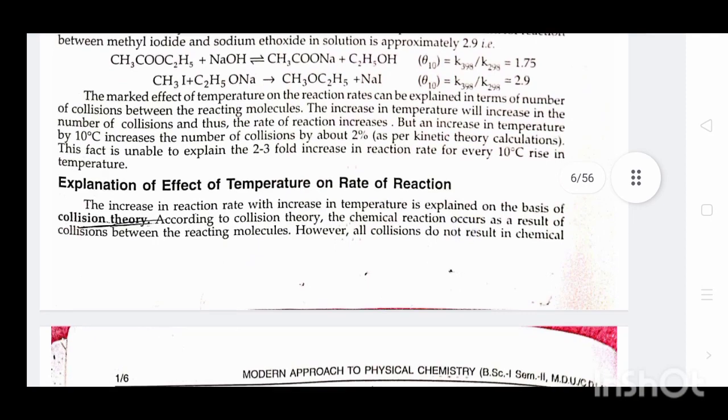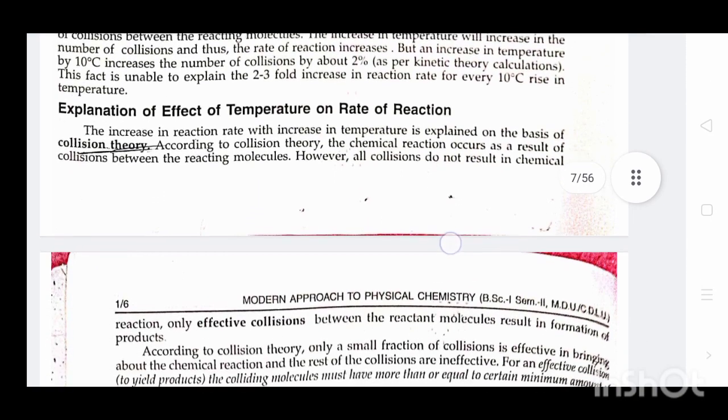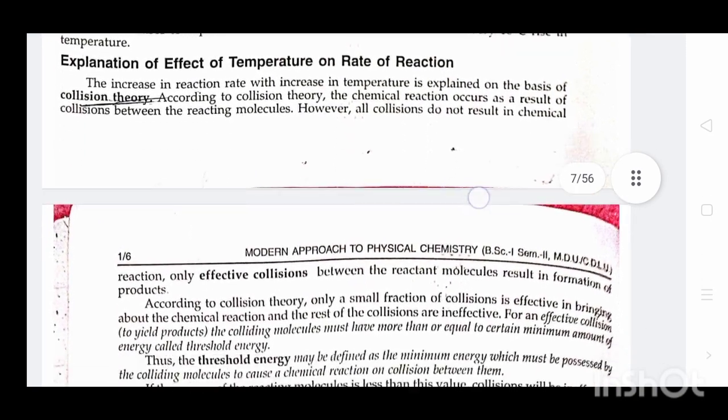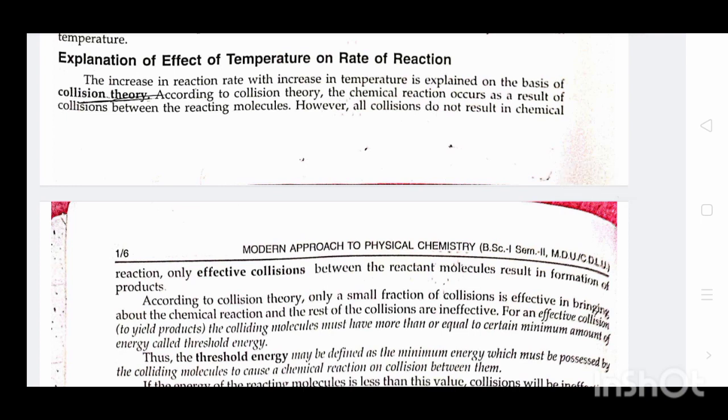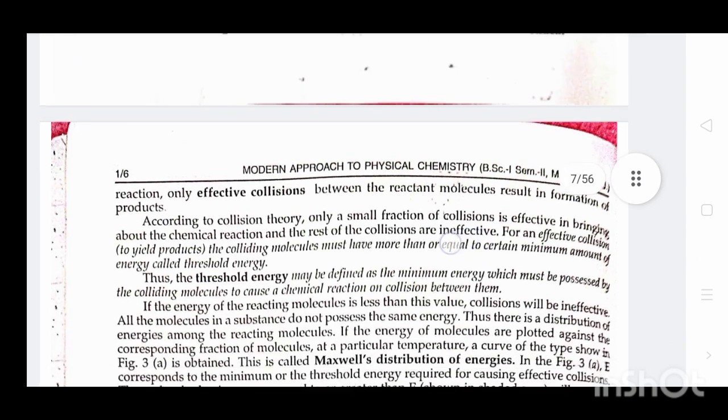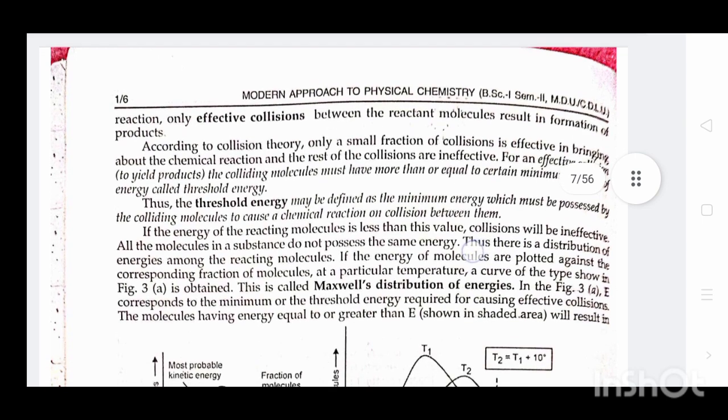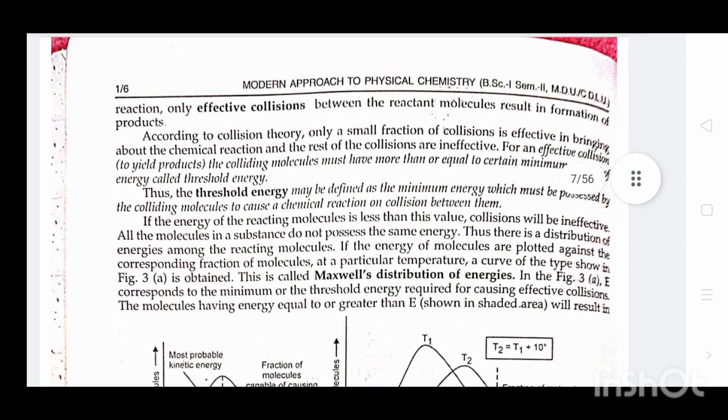Explanation of the effect of temperature on rate of reaction. The increase in reaction rate with increase in temperature is explained on the basis of collision theory. According to collision theory, a chemical reaction occurs as a result of collision between the reacting molecules. However, all collisions do not result in a chemical reaction. Only effective collisions between the reactant molecules result in the formation of products.